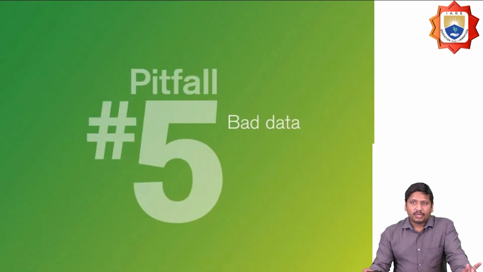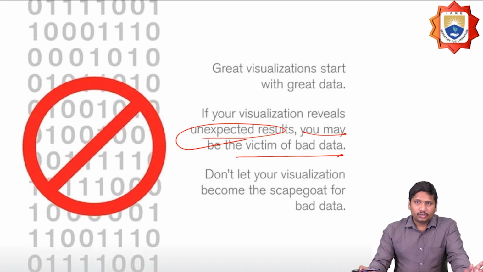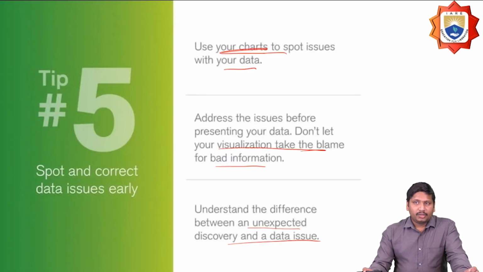And the last pitfall is bad data. A great visualization should start with great data, not bad data. If the visualization reveals an unexpected error, it may be a victim of the data. So don't let the visualization become a scatterplot of bad data. The tip is to use charts to spot the issues in the data, don't let the visualization take the blame for bad information, and understand the difference between unexpected discovery and the data issue. So these are the tips to avoid bad data.